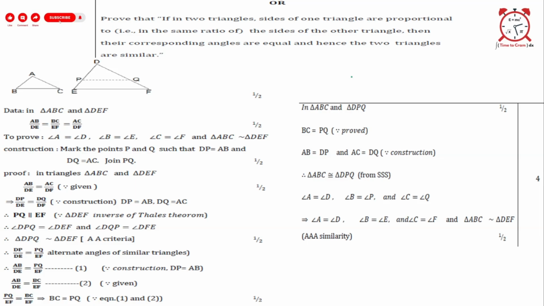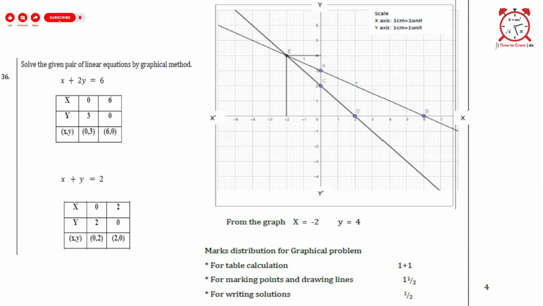Same way, this theorem is also discussed. It is repeatedly coming in the model question paper. This also I discussed in a previous video, how this question is repeatedly coming. So you may find this explanation given by me in the previous video. Let us move ahead. Now, the graph question.